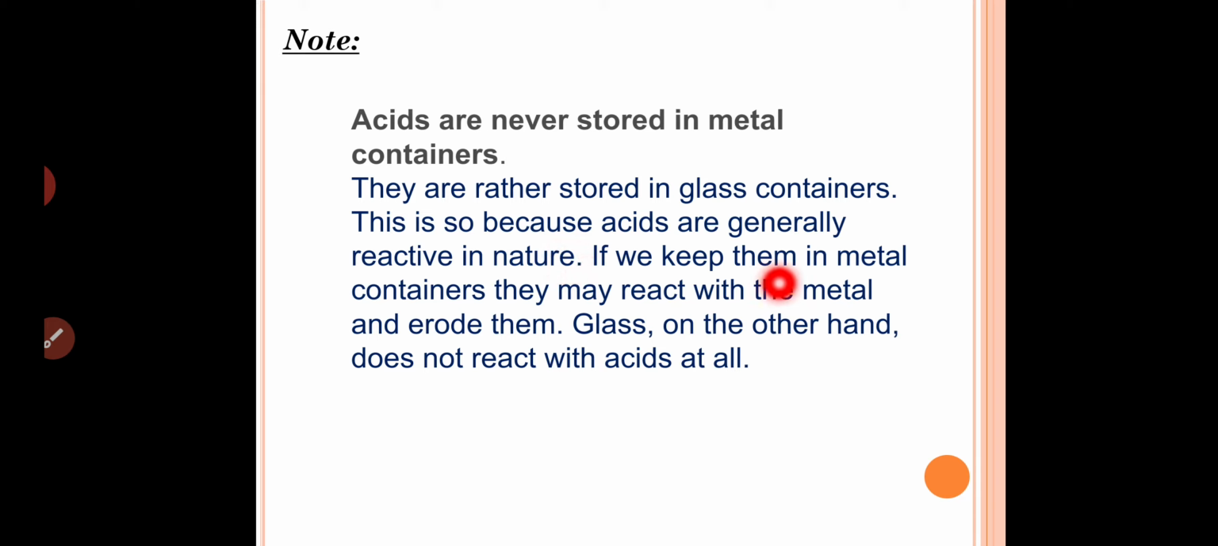If we keep them in a metal container, they may react with the metal and erode it. You may see that iron, when we keep it in air, converts into brown powder form. So that is also a type of acid reaction. Glass, on the other hand, does not react with acid at all. So we are not supposed to keep acids in metal containers. Rather, if we put that acid in a glass container, it will not react at all.